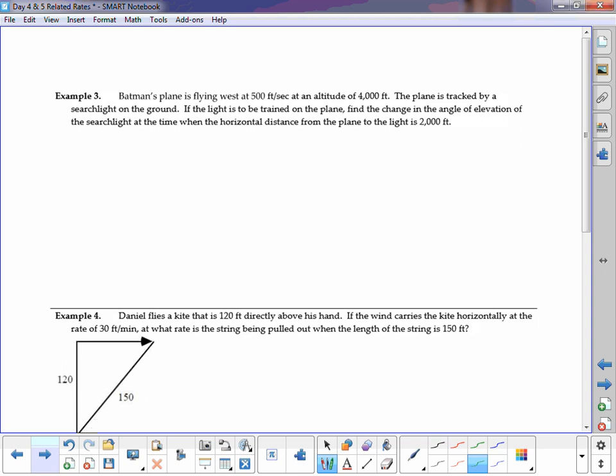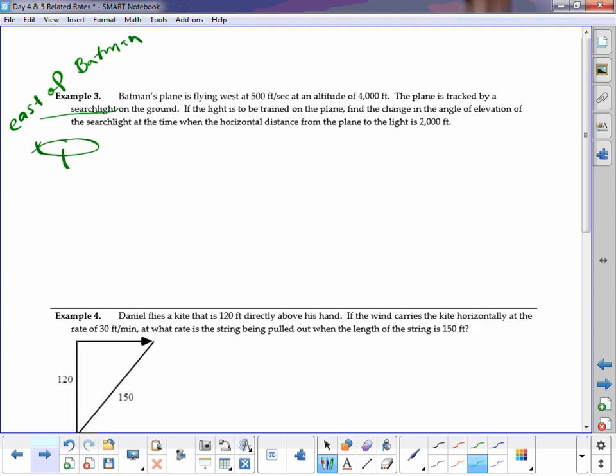Okay, so Batman's plane is flying west at 500 feet per second at an altitude of 4,000 feet. The plane is tracked by a searchlight on the ground. I think we actually need additional information here. The searchlight is east of Batman. If the light is to be trained on the plane, find the change in the angle of elevation, ding ding ding, trig, of the searchlight at the time when the horizontal distance from the plane to the light is 2,000 feet. Okay, so he's flying west.